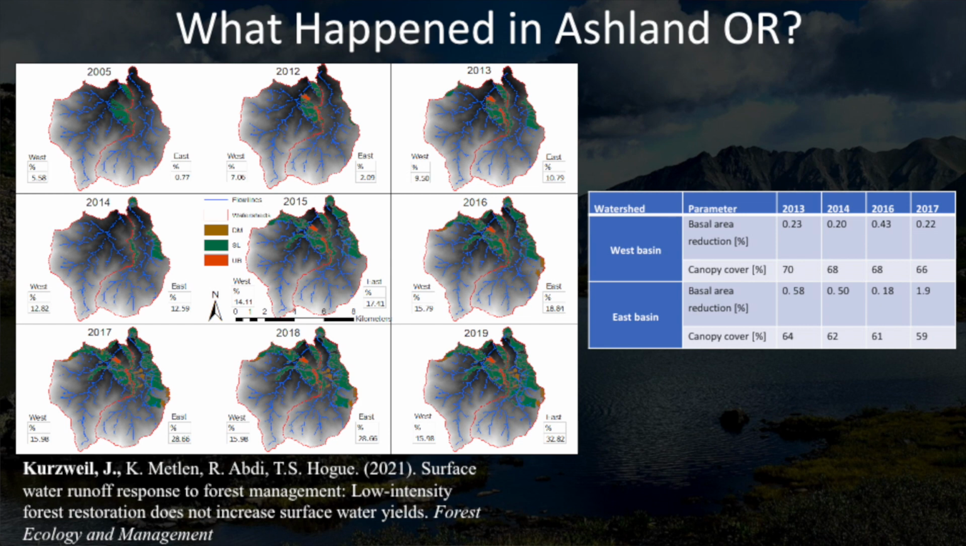In my PhD, I studied a basin in Ashland, Oregon, which is just north of the California border, and what you're looking at is a number of different treatments throughout time. These were surface and ladder fuel treatments, underburn, mastication. In these basins, there was a west and an east. The west had about 15% treated. The east had about 36% treated. And we expect to see increases at about 20% treatment.